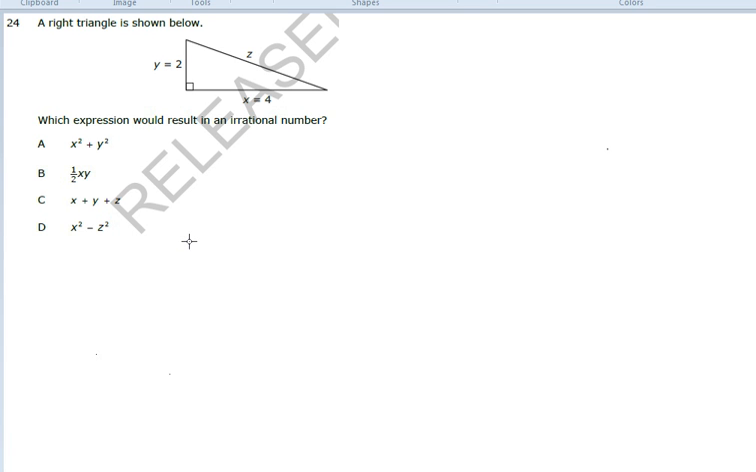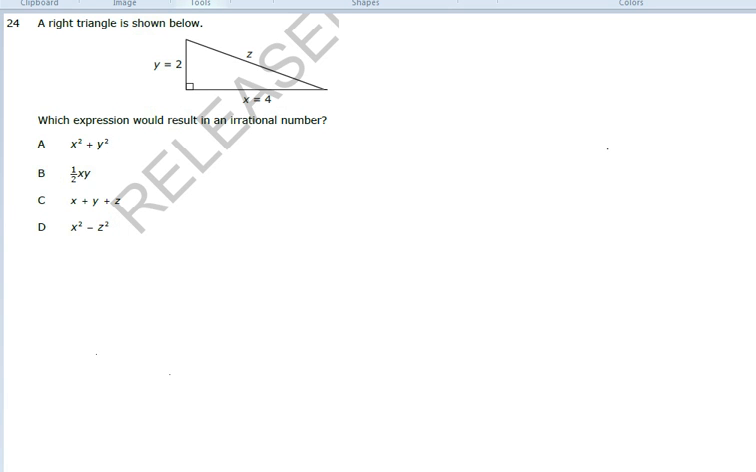Alright, so we're looking at 24. It says a right triangle shown below. One leg is y equals 2, one leg is x equals 4, and the other leg is z. Which expression would result in an irrational number? Okay. Irrational means the decimal doesn't end and it doesn't repeat.